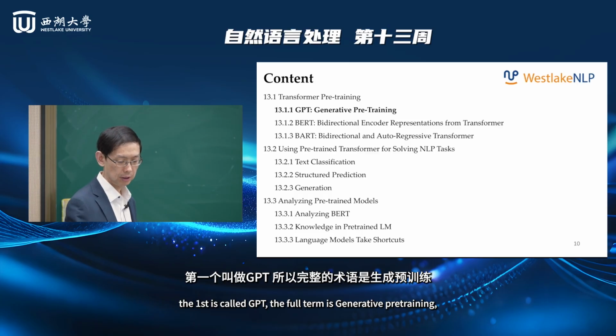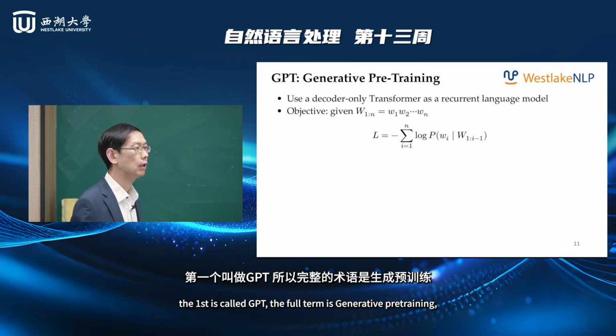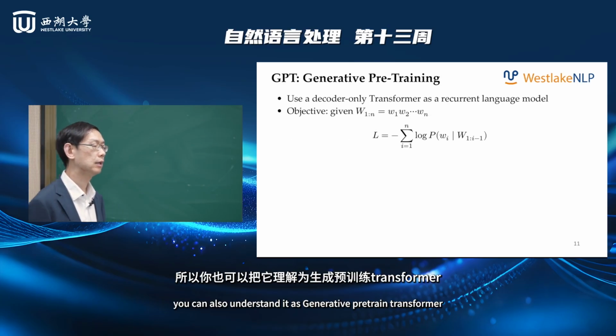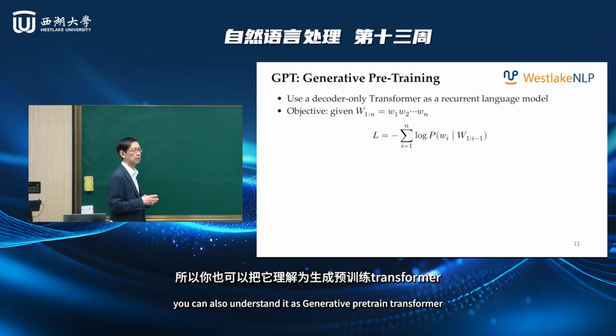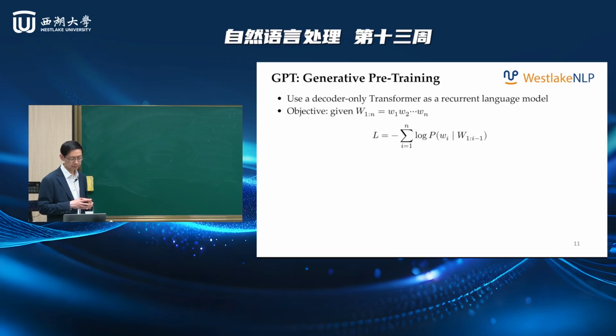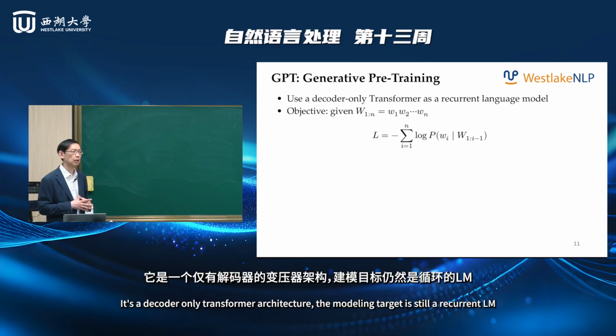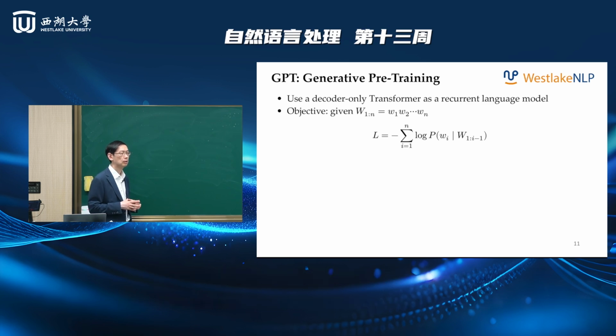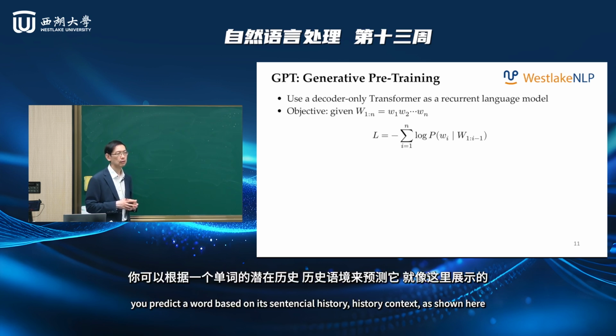So the first is called GPT. The full term is generative pre-training. You can also understand it as generative pre-trained transformer. This is a model proposed by OpenAI. It's a decoder-only transformer architecture. So the modeling target is still a recurrent LM. You predict a word based on its sentential history context, as shown here.